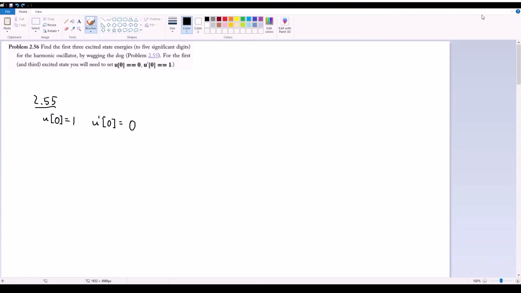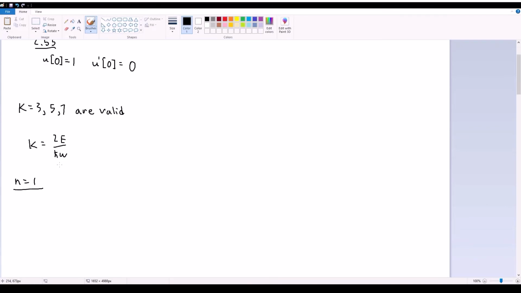Okay, so now that we're back on Paint, we now know that k equals 3, 5, and 7 are all valid solutions. And we also know from earlier that k is just equal to 2e over h bar omega. So for the n equals 1 case, which is the first excited state, we get k is equal to 3 is equal to 2e over h bar omega. If we want to isolate e, then we get e is equal to 3/2 h bar omega.